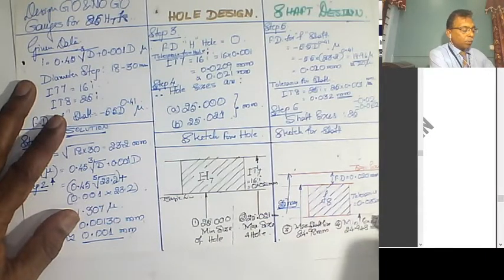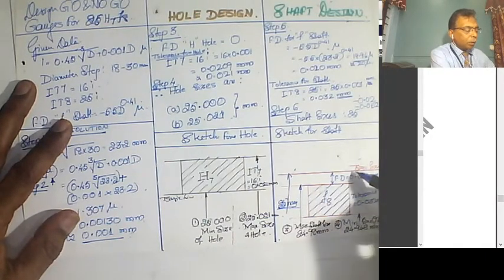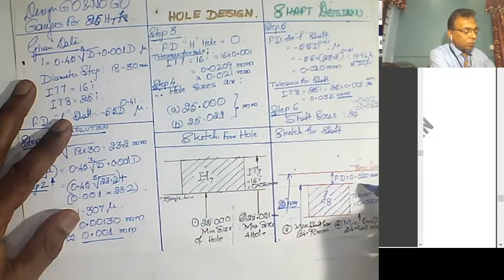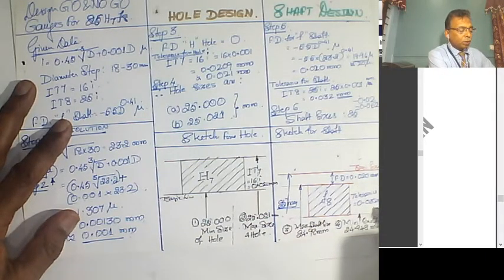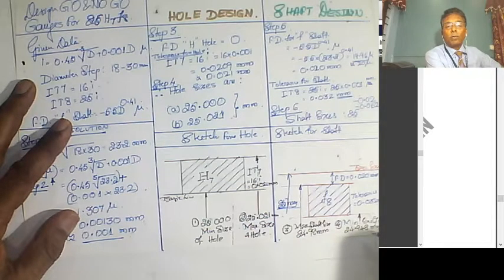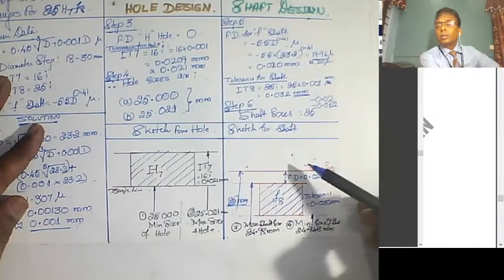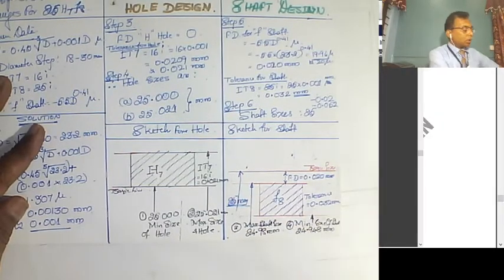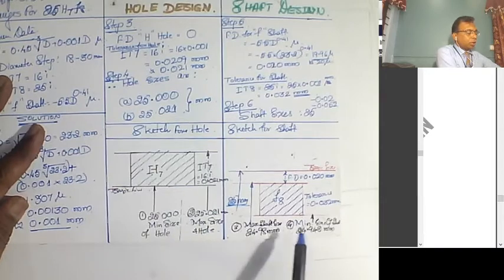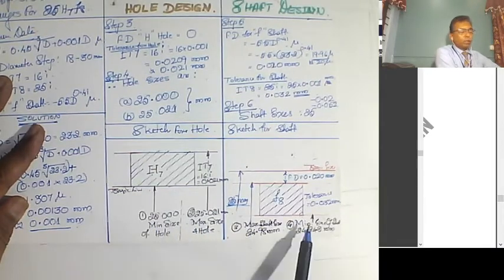Next, what is the minimum size of the shaft? Very simple, 25 minus 0.020 minus 0.032. Yes or no? And you get finally the value as 24.948. You may please check this value. So these are the two values for the shaft.